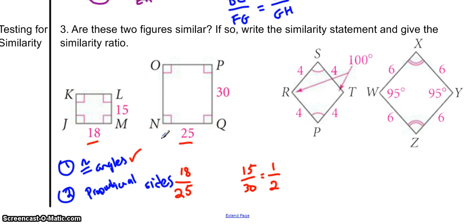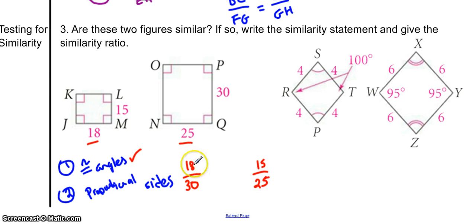But wait a second. Maybe I've just written this ratio down incorrectly. Maybe 18 doesn't correspond to 25. Maybe 18 corresponds to 30. Let me erase my old work and try writing this a little differently. All right. So what if 18 corresponded to 30? Okay. And 15 corresponded to 25. What if that happened?